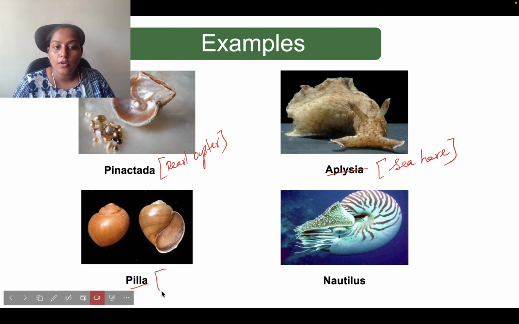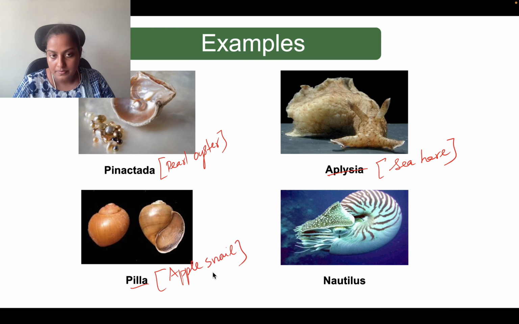And then Pila, we call it apple snail. It's like an apple, right? It's a snail whose shell is almost like an apple. And then Nautilus. Nautilus, if you see, it is a mix of a snail and an octopus, I can say. So it will have a shell-like portion here, and then it will have tentacles like that of an octopus. Yeah. So we call it Nautilus.